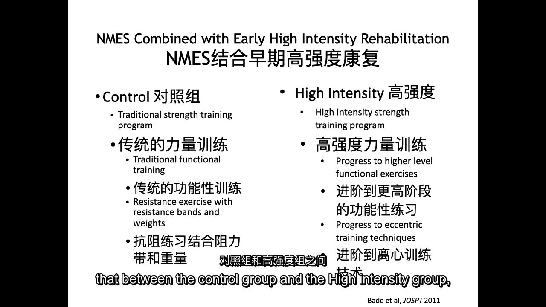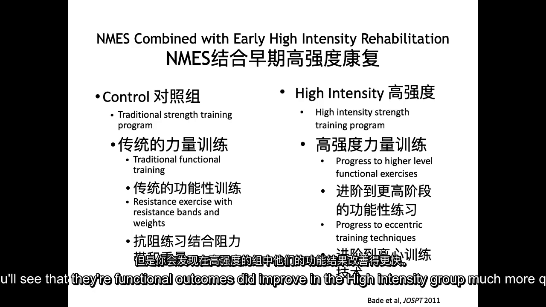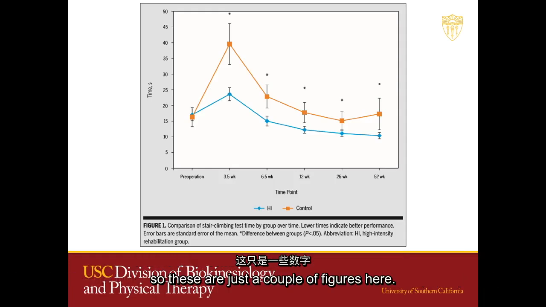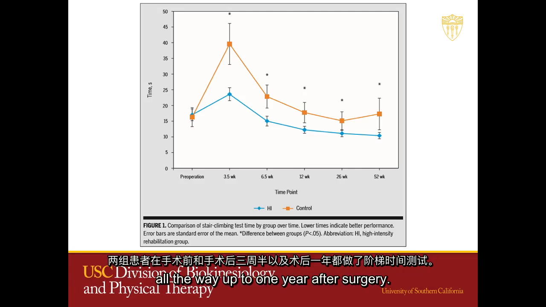And what they found between the control group and the high intensity group was no difference in pain or range of motion, but you'll see that their functional outcomes did improve in the high intensity group much more quickly. So these are just a couple of figures here. The first one is with the stair climbing test. And they did the stair climbing test before surgery in both groups, and then 3.5 weeks after surgery, all the way up to 1 year after surgery.